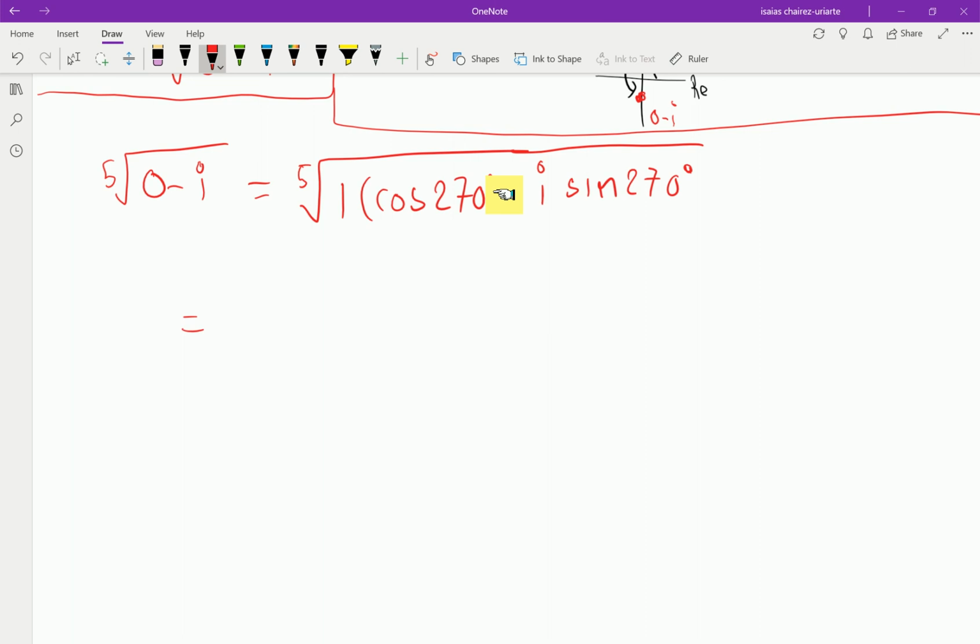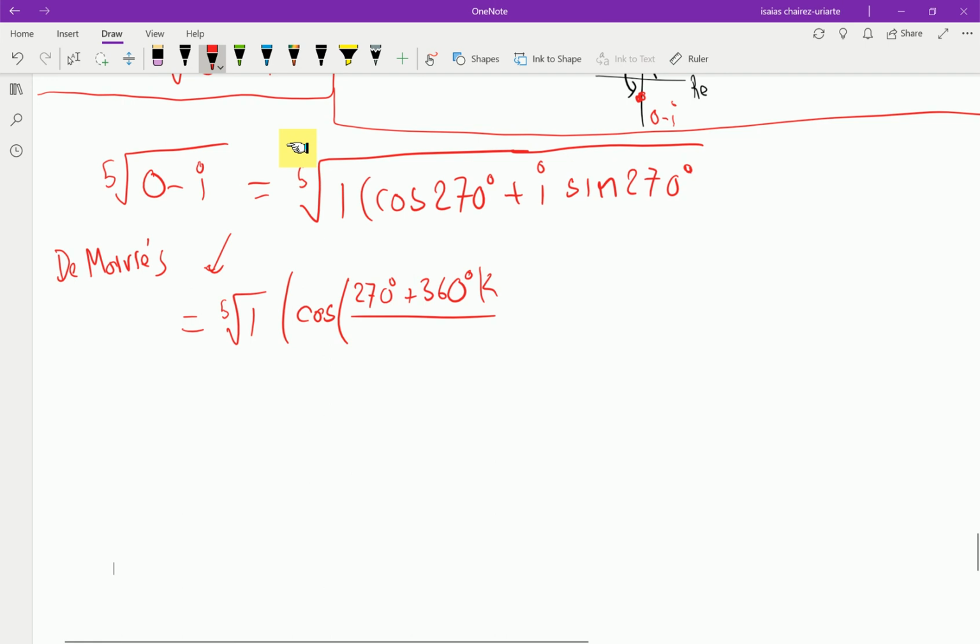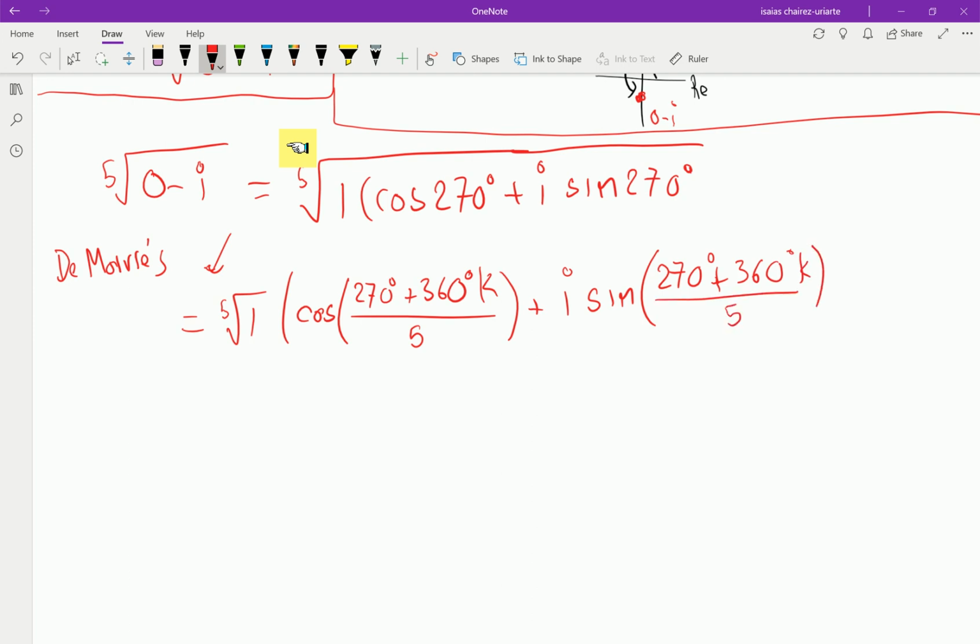Here is how I conclude with DeMoivre's theorem: this should be the fifth root of my radius, which is not going to be too difficult to compute, times cosine of (270 plus 360k) over 5, since I'm taking a fifth root, plus i sine of (270 plus 360k) over 5, and k goes from 0, 1, 2, 3, all the way to 4.